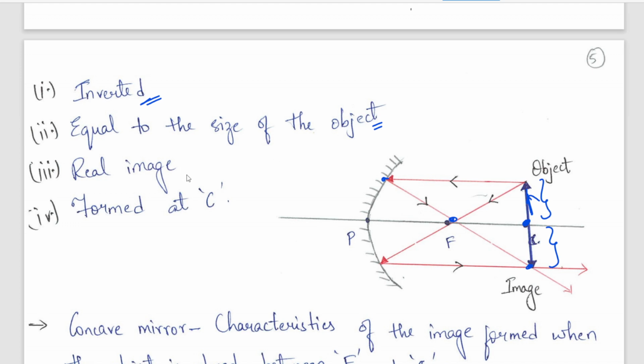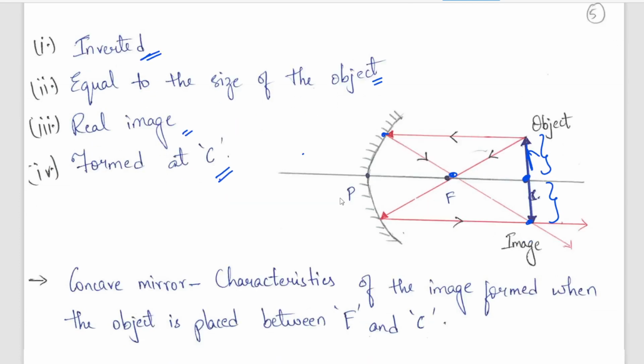Okay. Next, it is a real image. That is, it can be seen on the screen. And fourth one is formed at center of curvature. Right. If you observe this diagram, the image is formed at the center of curvature and the object is placed in the same position, that is center of curvature. Okay. This is about the characteristics when we are placing the object at the center of curvature.